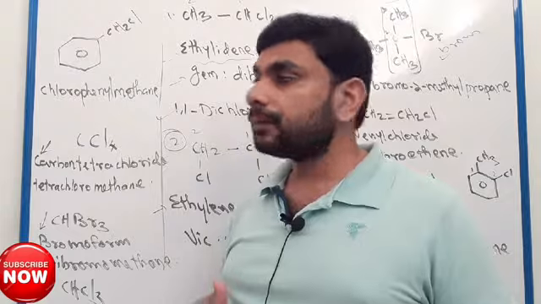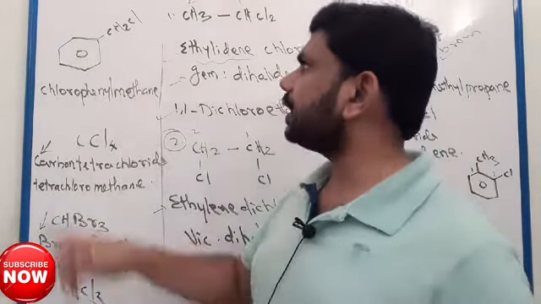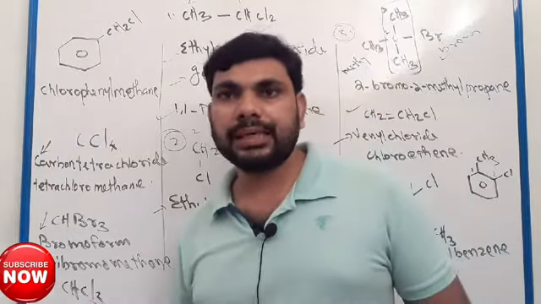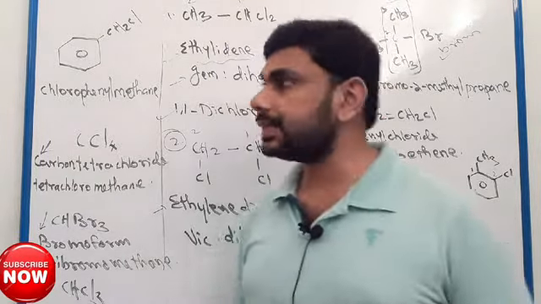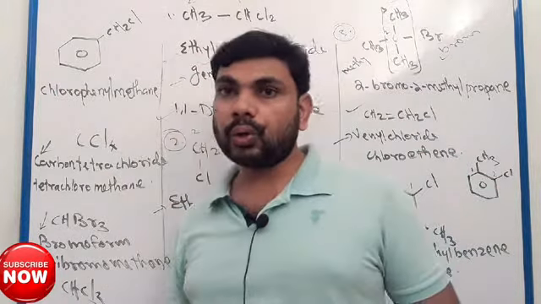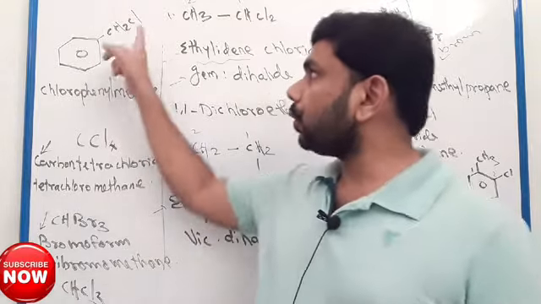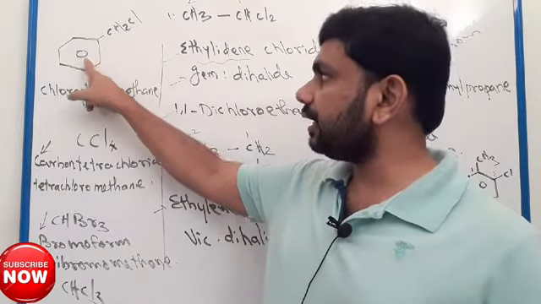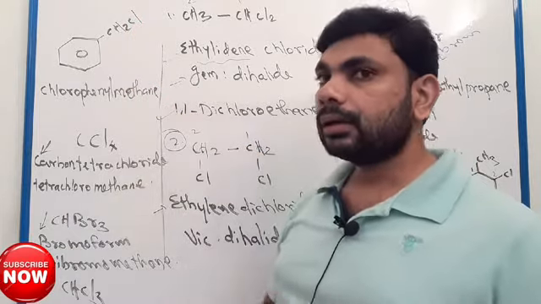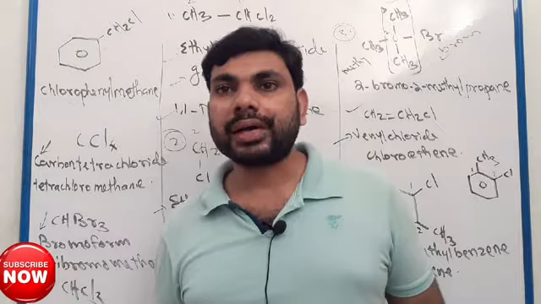Okay, so here you have to say chlorophenylmethane, not phenylbenzene, phenylmethane. Okay, chlorophenylmethane. This is phenyl, this is methane. So chlorophenylmethane. Clear? Next one here, CCl4, we know carbon tetrachloride.